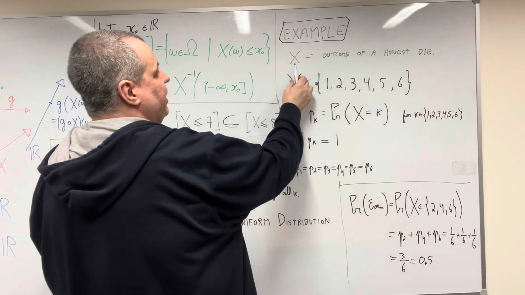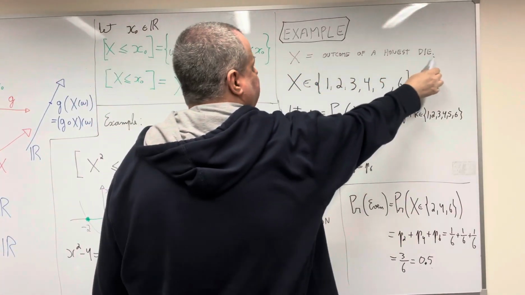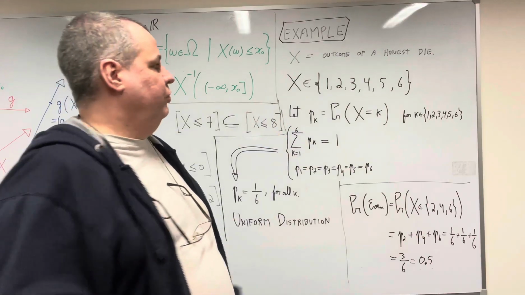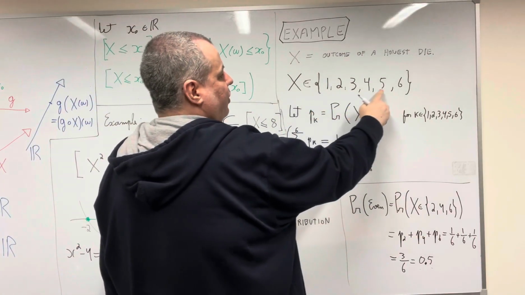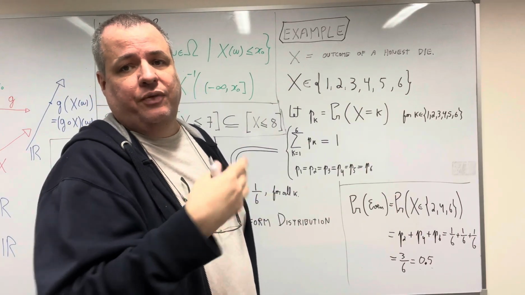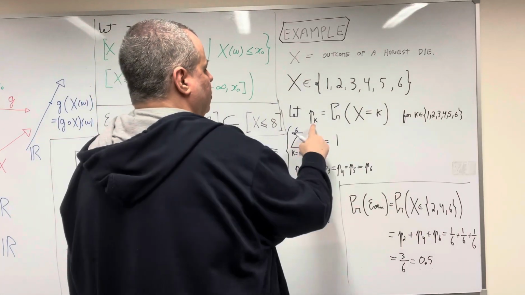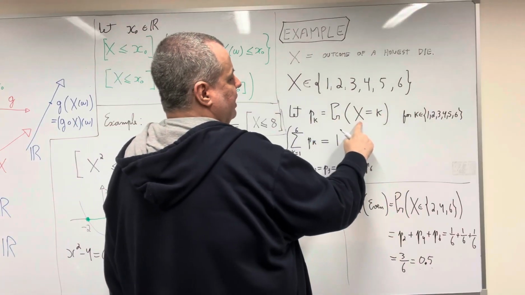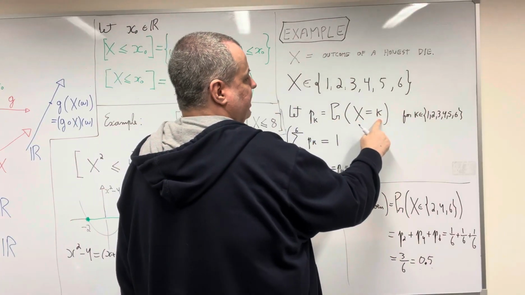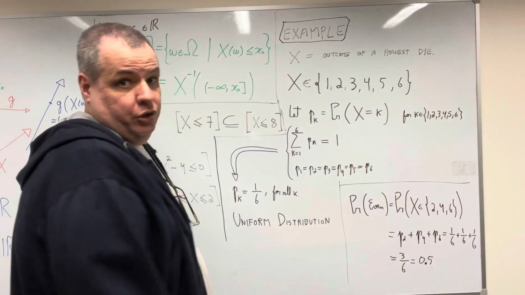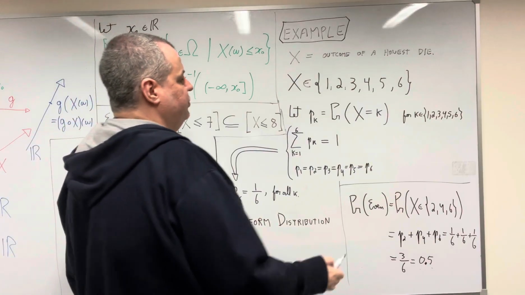So let's say my random variable is the outcome of an honest die. You play and you get the result 1, 2, 3, 4, 5, 6, and it's honest, meaning there are equal chances of any outcome. So let p_k be the probability that the outcome of my die is exactly k. K could be any integer from 1 to 6.